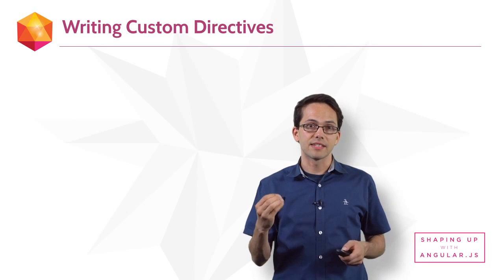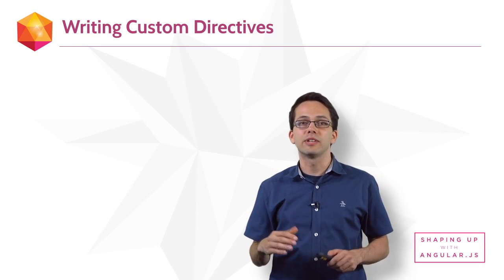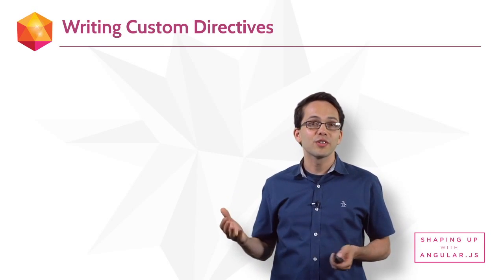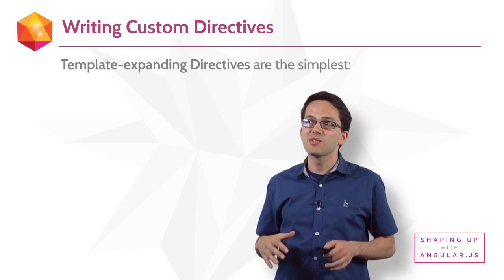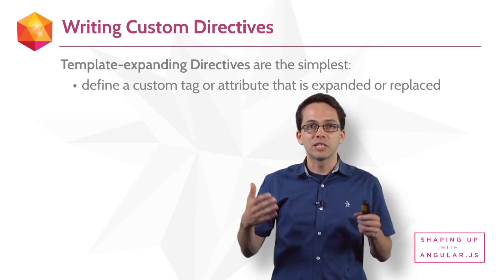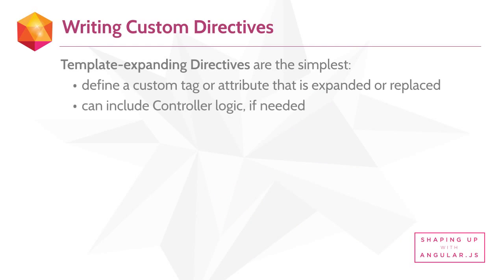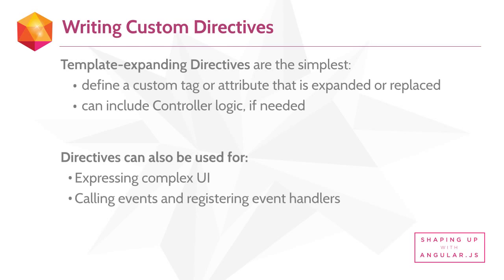So expressiveness is the real power of writing custom directives, and there are several different types of directives you can use. First, there's template expanding directives. Those are the simplest ones. We define a custom tag or attribute which expands and shows as a template like an ng-include would. These can also include controller logic. Directives can also be used for expressing complex UIs, calling events, registering event handlers, and reusing common components. But for this course, we're going to stick to the first, most basic way to use a custom directive.